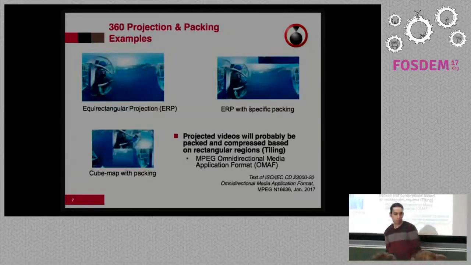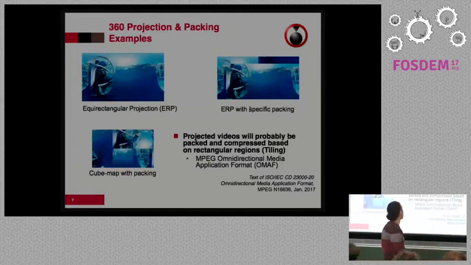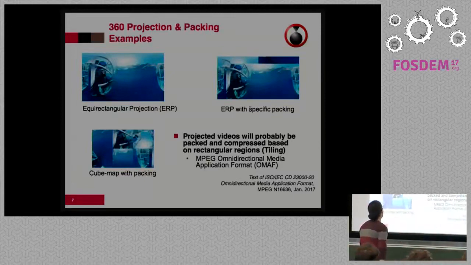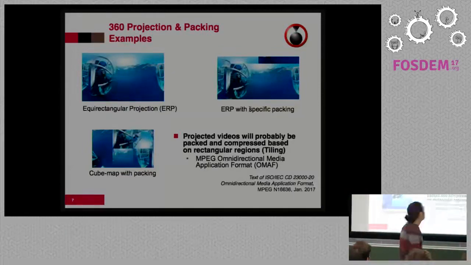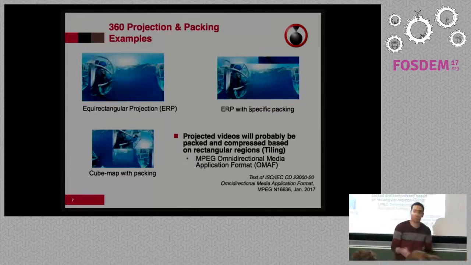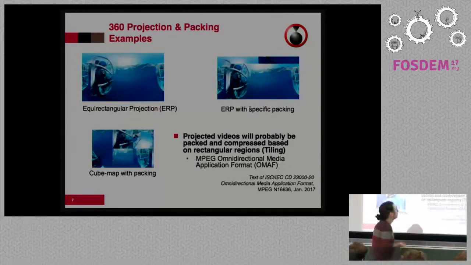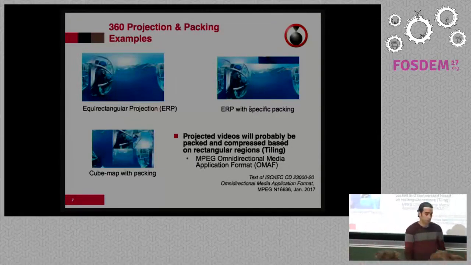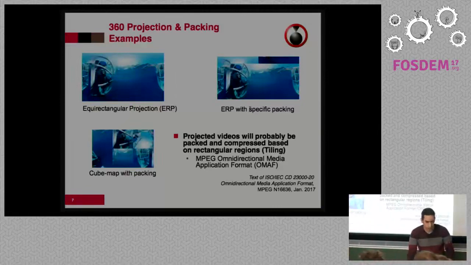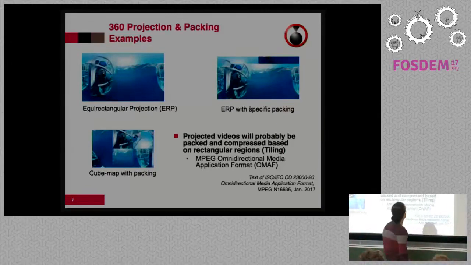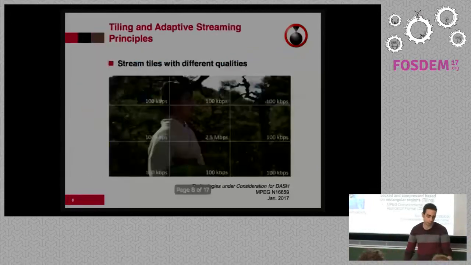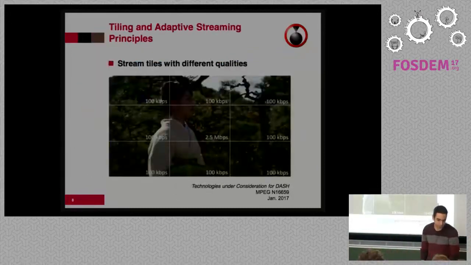Here we have some examples of projections. We have the simple one, equirectangular projection, and equirectangular projection with specific packing. We just take the top and the bottom of the video, where we don't need a lot of precision, and put it on the top. We can also do a cube map projection with packing. So we think videos will probably be packed and compressed based on rectangular regions. And here's the case for tiling.